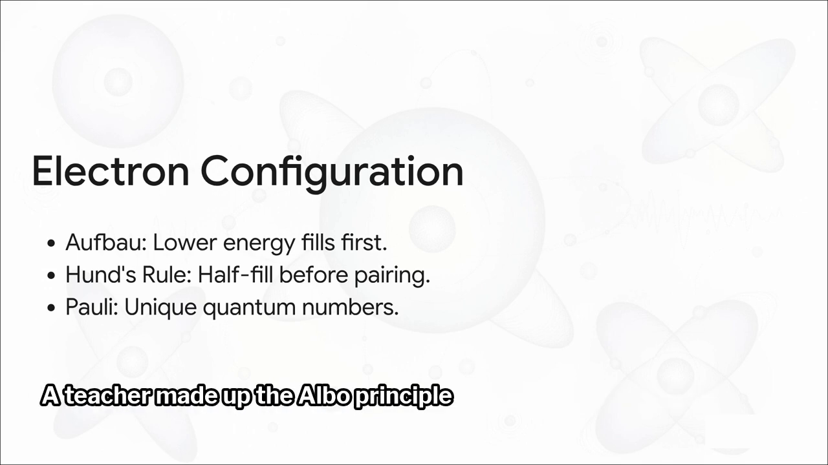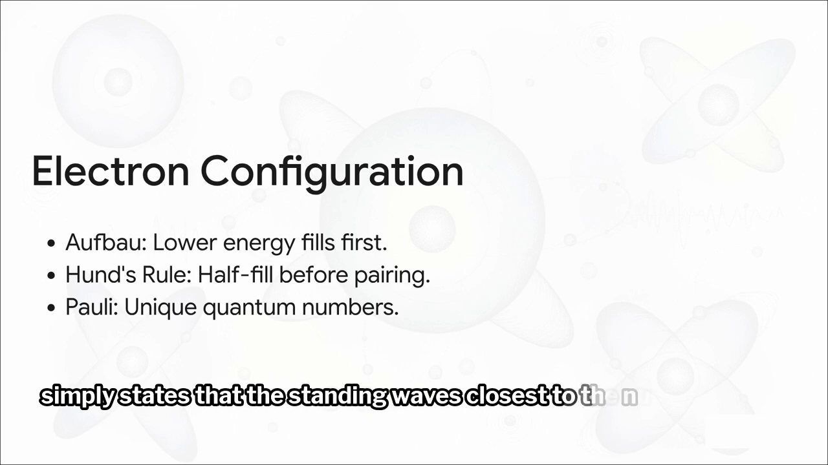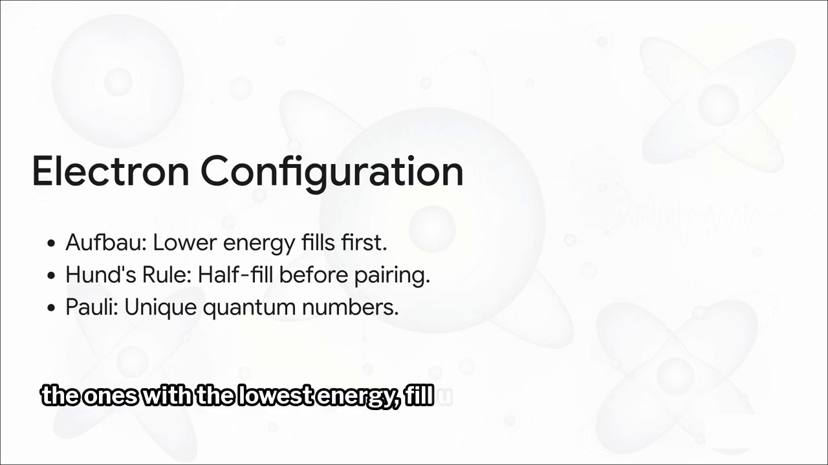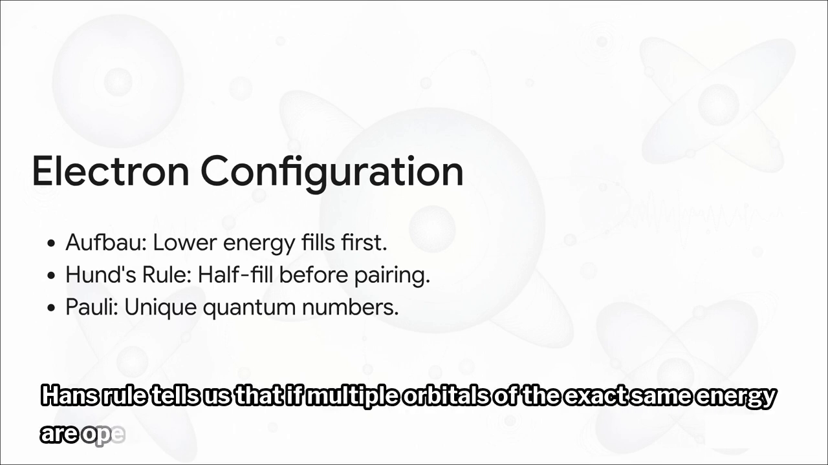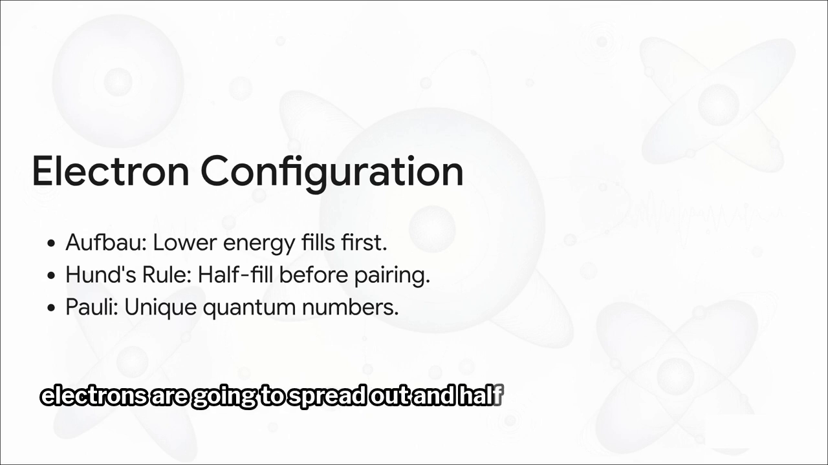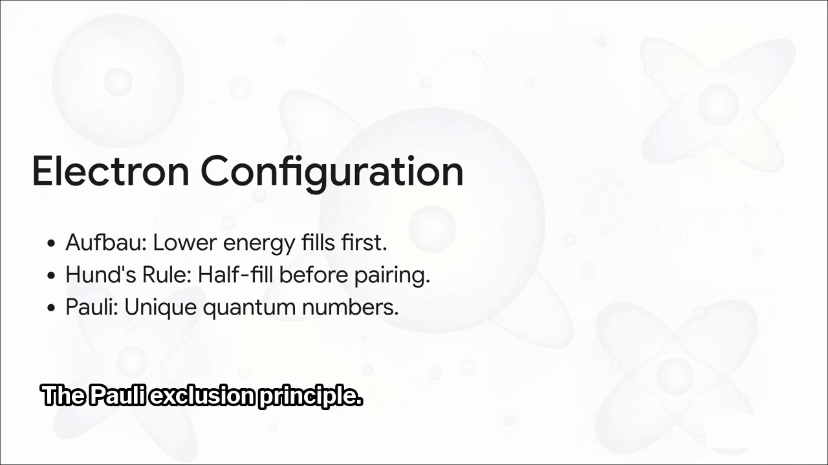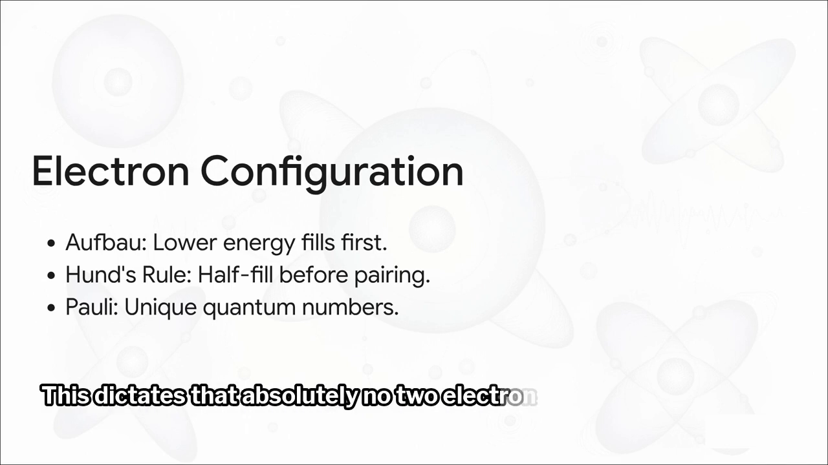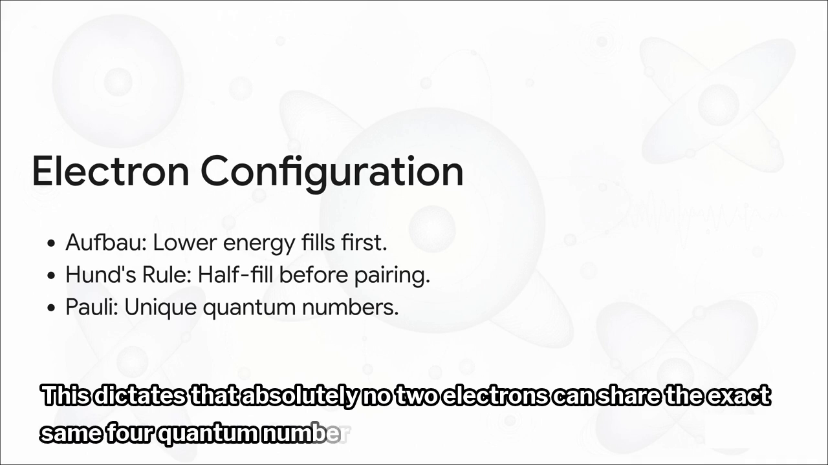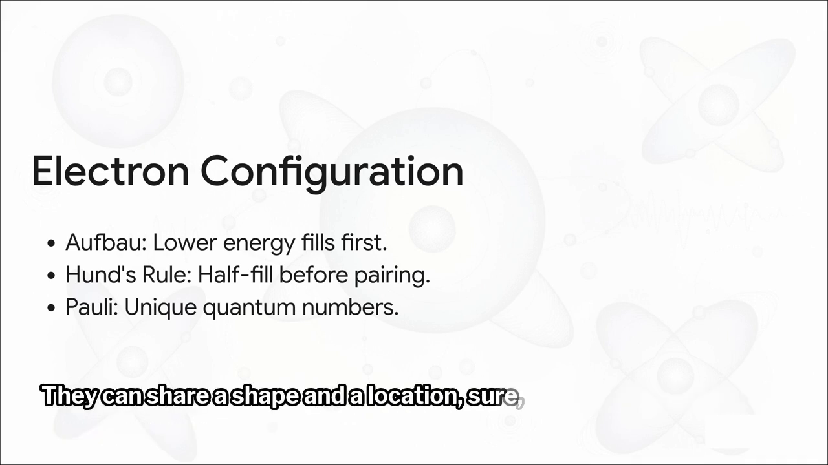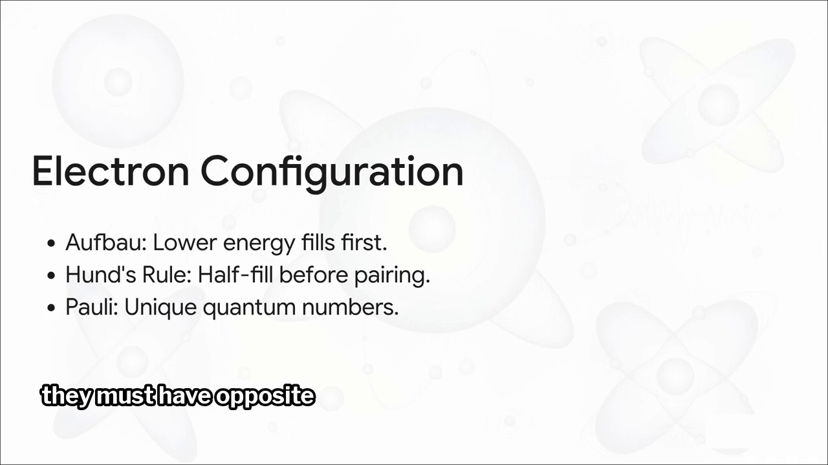The Aufbau principle simply states that the standing waves closest to the nucleus, the ones with the lowest energy, fill up first. Hund's rule tells us that if multiple orbitals of the exact same energy are open, electrons are going to spread out and half-fill them before they ever pair up. And then there's the big one, the Pauli exclusion principle. This dictates that absolutely no two electrons can share the exact same four quantum numbers. They can share a shape and a location, sure, but if they do, they must have opposite spins.